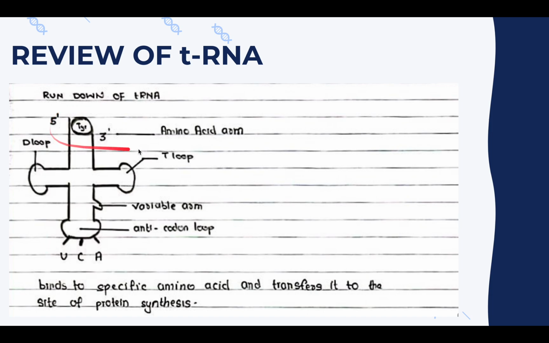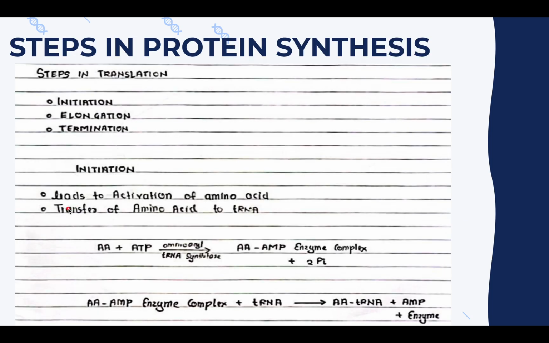Then on top over here, we have the amino acid arm. This amino acid arm is the place where the amino acid joins, right? And also, an important thing, remember that the 5' end in this tRNA is towards your left, and the 3' is towards your right. So yeah, you can just read it that way as well.